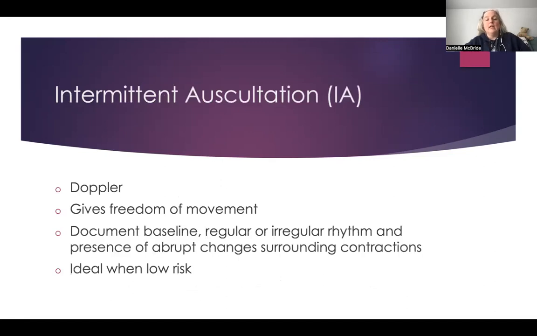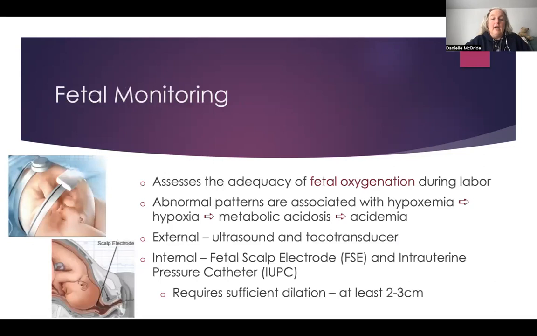Okay, how do we listen to our baby and know how our baby's doing? We can use intermittent auscultation, where we use a Doppler. This is going to be ideal for somebody who's low risk or in the early part of labor, and this is where we just listen to the heartbeat on a schedule. And then we have fetal monitoring. We can do internal and external fetal monitoring, and this is how we're going to determine how oxygenated our baby is during labor.